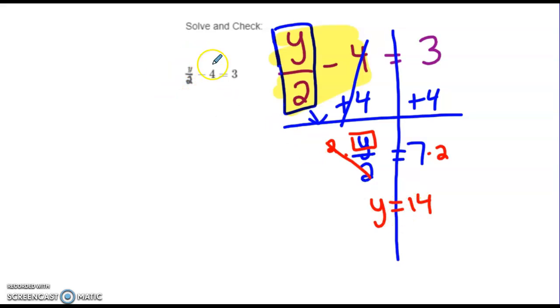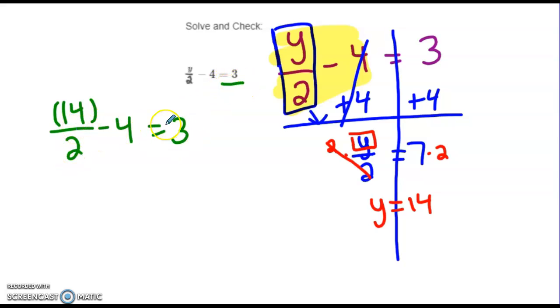Now if I want to check it, I'm going to go back to the original equation. Where I see the letter, I'm going to substitute in whatever I think it is. In this case, I think y equals 14, so instead of y, I'm going to put a 14. 14 divided by 2 is 7, and 7 minus 4 equals 3, which is what it was supposed to equal. So I have checked it. It is correct. If you ever substitute it back in and you get something different, then you know you've made a mistake and that you need to go back and fix it.